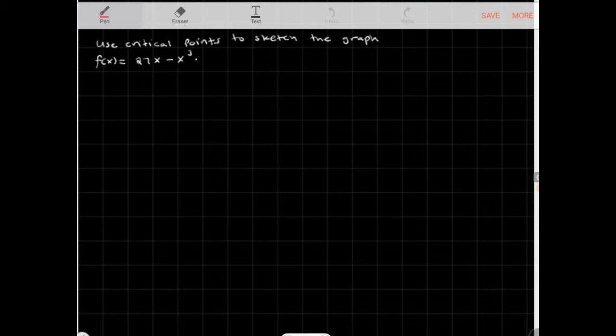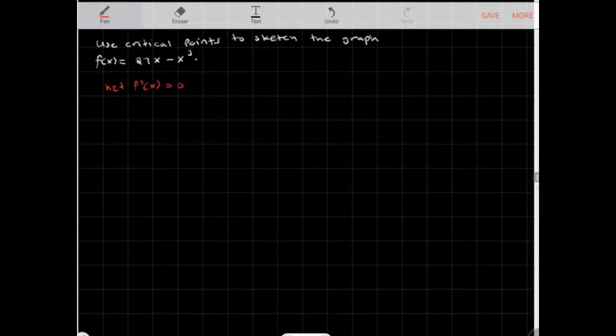Alright, let's use critical points to sketch the graph f of x is equal to 27x minus x cubed. Okay, so we're not just going to be using the first derivative test and critical points. We can also use intercepts to help us with this. So let's first find our critical points. We know that to find our critical points, we need to let f prime of x equal 0.